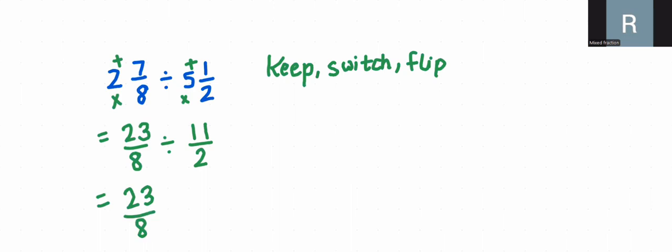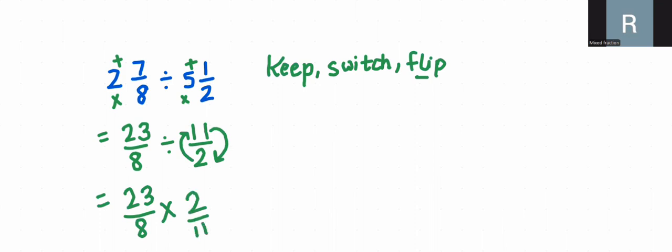So what we will do here, we will keep the first fraction as it is. So 23 by 8 will remain the same. Now the division sign is given to us, as we cannot divide two fractions, we will switch this division sign into a multiplication sign. And third, now we will flip the second fraction. So 11 will come down and 2 will come up. So it will be 2 by 11. Now we will solve it.